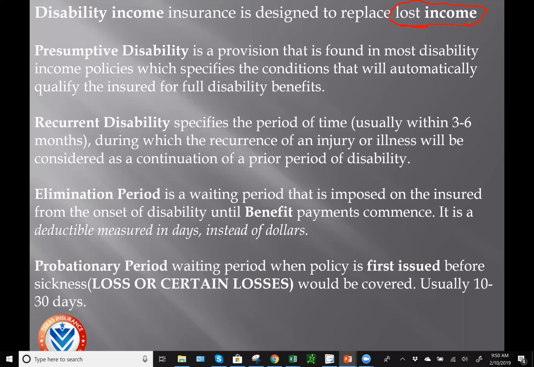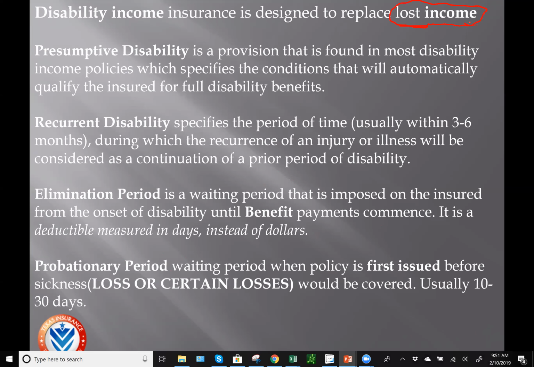Let's look at some provisions found in a disability policy. First, presumptive disability is a provision that is found in most disability policies, which specifies conditions that would automatically qualify the insured for their full disability benefits, such as permanent blindness, permanent deafness, or even loss of 2 limbs. Those are 3 I've seen on the test that can qualify under presumptive disability. It must be permanent blindness, it must be permanent deafness, or loss of at least 2 limbs to qualify.